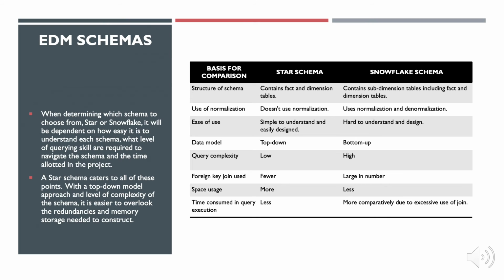You can view those. In determining which schema I would use, it would come down to how easy it is to understand each schema, what level of querying skill is required to navigate the schema, and what is the time allotted in the project. To me, a star schema caters to all these points. With a top-down model versus a bottom-up model with a snowflake, the approach is a little bit better than a snowflake, and the level of complexity of the schema is much easier. So, with that being said, it's easy to overlook the redundancies that are provided in a star schema and the memory storage needed to construct it.